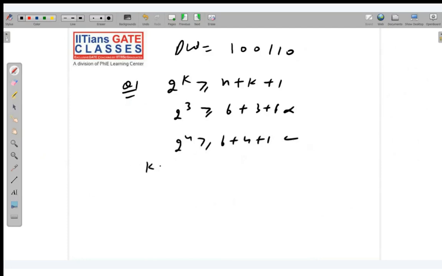So k is equal to 4. So question number 2, position. Position is power of 2. So I will write it. 6 plus 4, this is 6 and this is 4, 10. 10 you have to write.